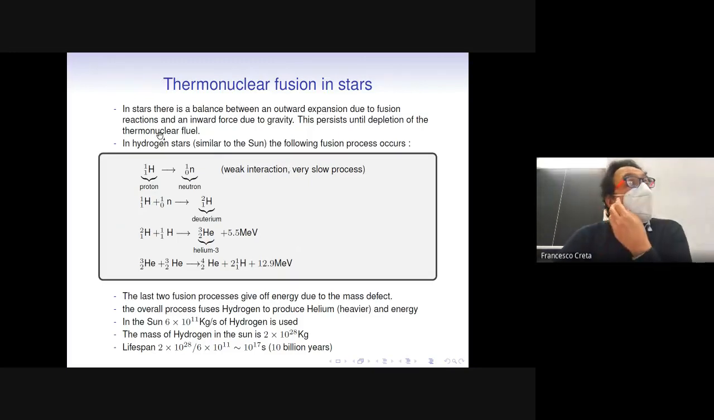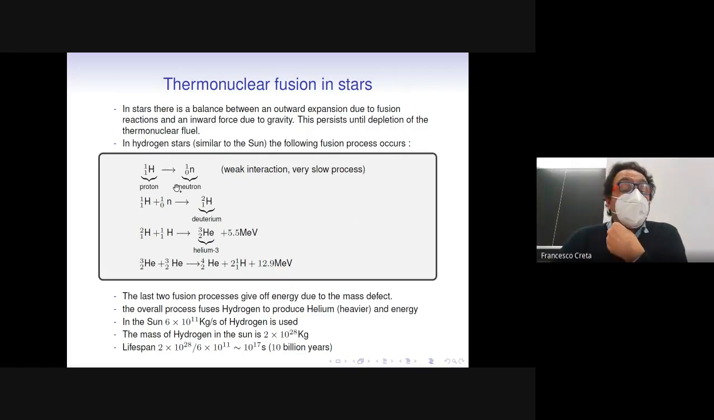What you have in stars is very interesting. You have essentially a massive action of the gravity, which compresses the star, but you also have an outward expansion due to the output of energy in terms of fusion reactions. And there is a balance between the two. Now, clearly, this will continue on until you have completely depleted the thermonuclear fuel. In this case, it would be hydrogen. So hydrogen stars, very similar to our sun.